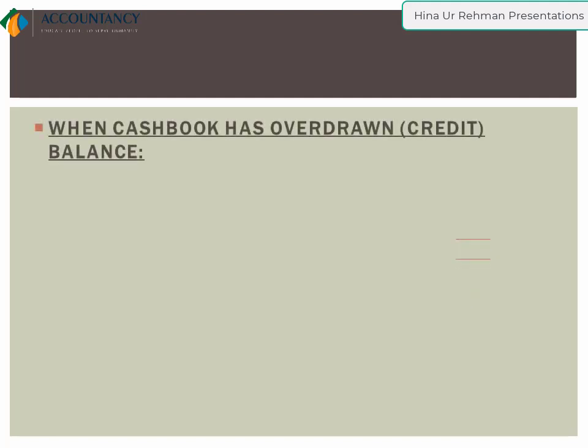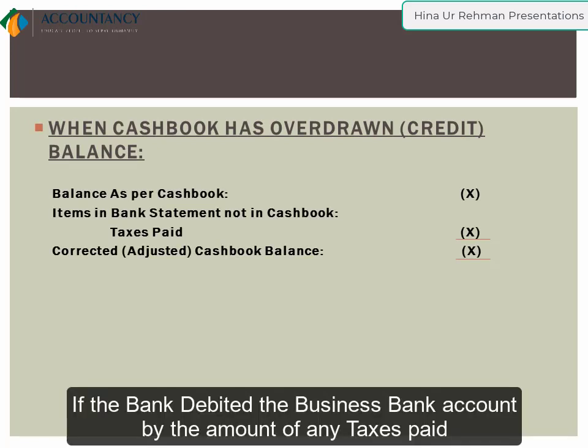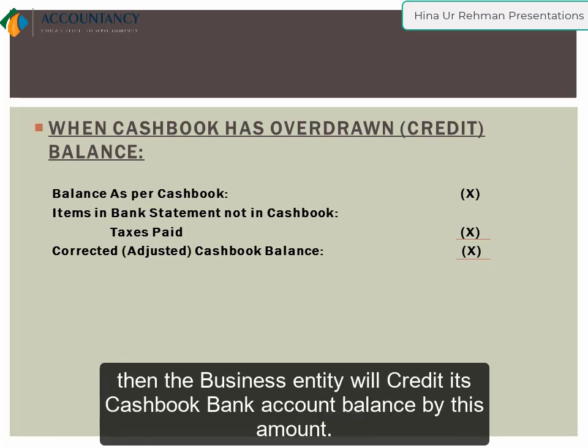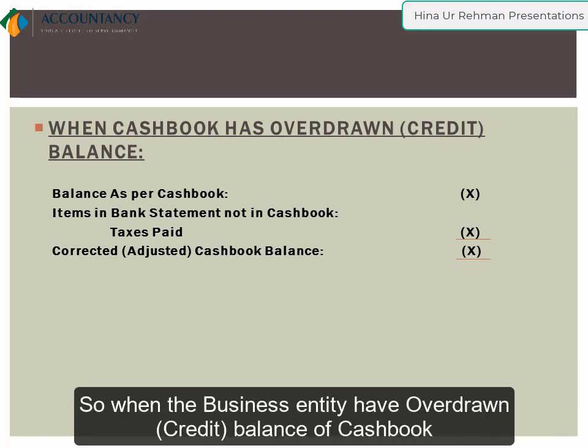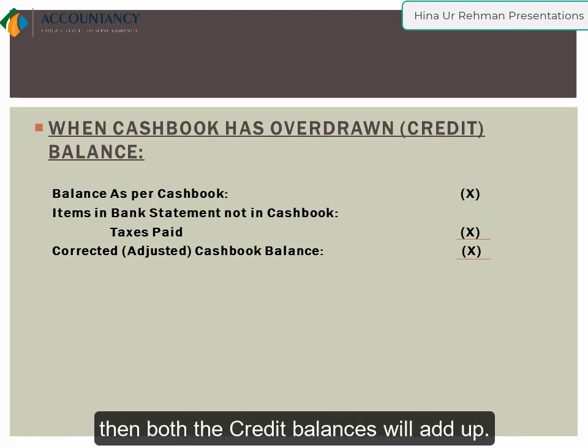When cash book has overdrawn credit balance. If the bank debited the business bank account by the amount of any taxes paid, then the business entity will credit its cash book bank account balance by this amount. So when the business entity has overdrawn credit balance of cash book, then both the credit balances will add up.